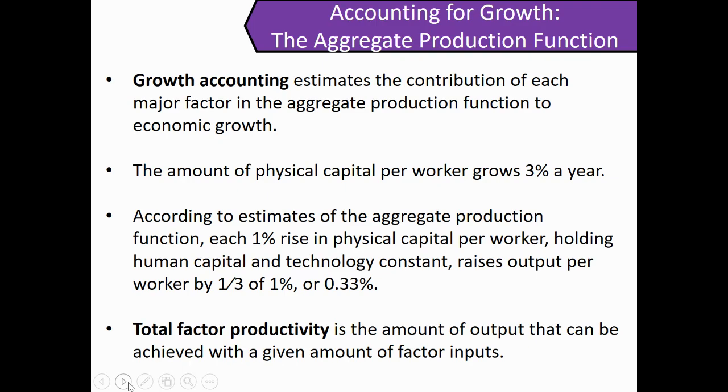Okay. Total factor productivity is the amount of output that can be achieved with a given amount of factor inputs. So that's like limiting, that production possibility frontier that's limiting our amount. And we know from our production possibility frontier from back in, I don't know, what was that, like module 2 or 3, maybe 3, that there's a limit to what we can do. We have to increase that to get a greater amount of productivity.